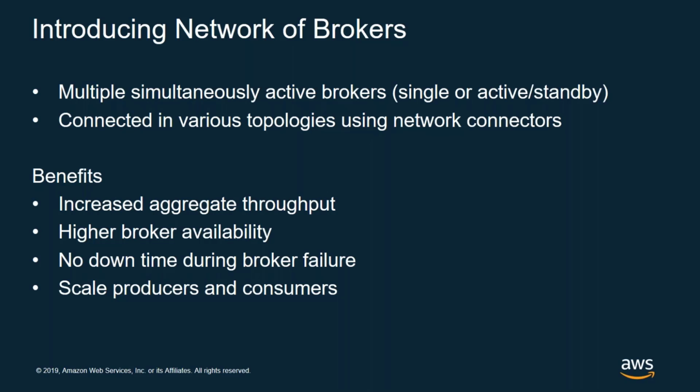So if you can imagine in a network, you have multiple active brokers always going. If a broker fails, you can always immediately connect to another one. And with Network of Brokers, you can also configure your network to scale both your consumers and your producers. If you have large amounts of consumers and producers, there are topologies that allow you to scale and still maintain your optimal performance.